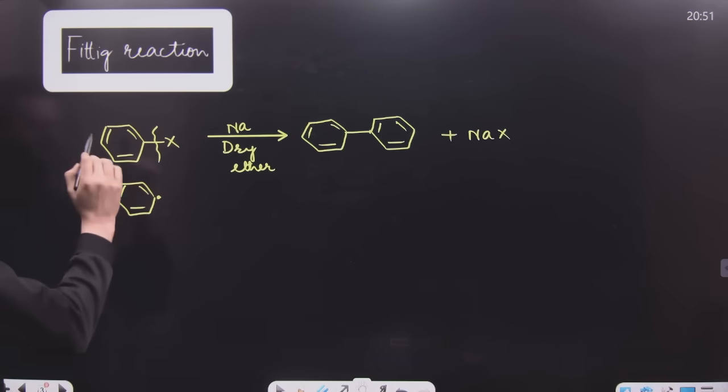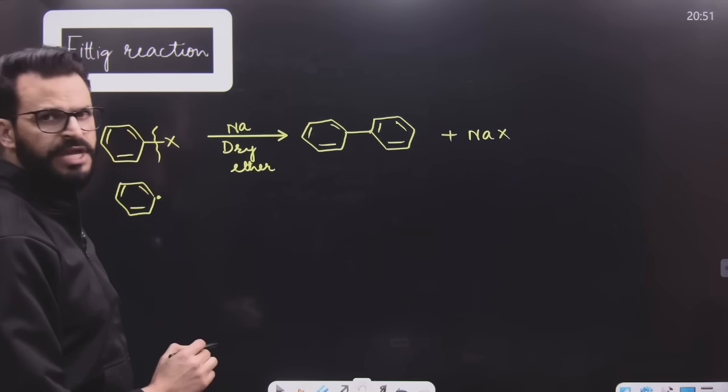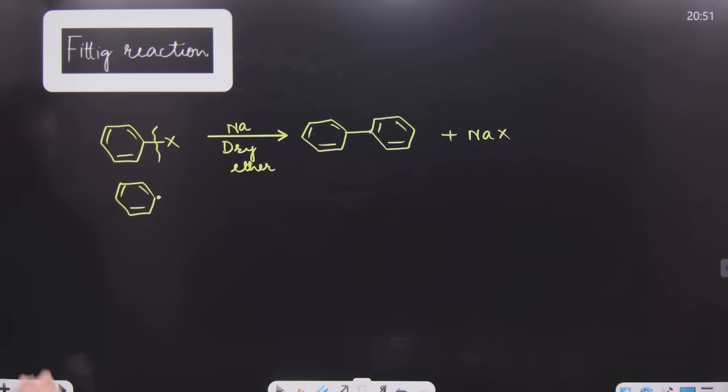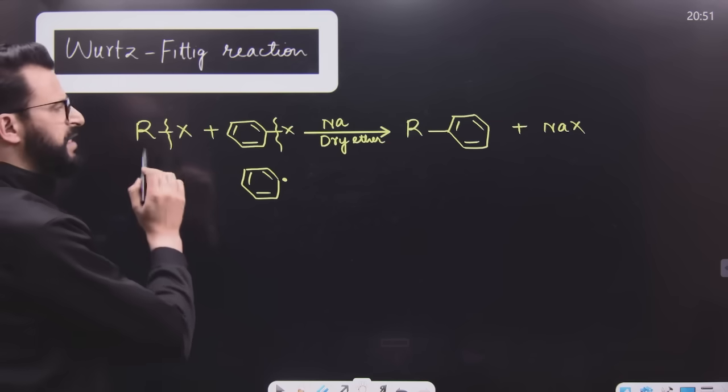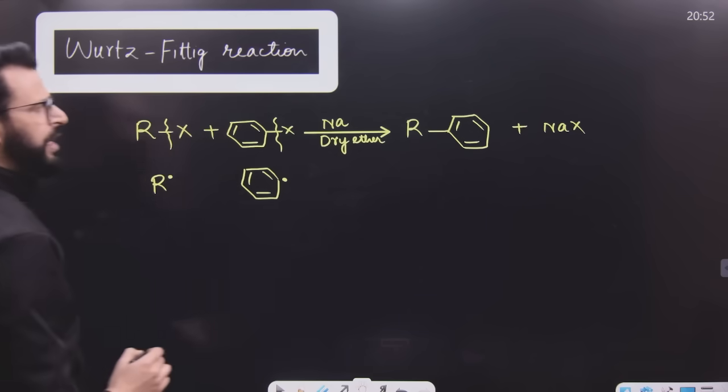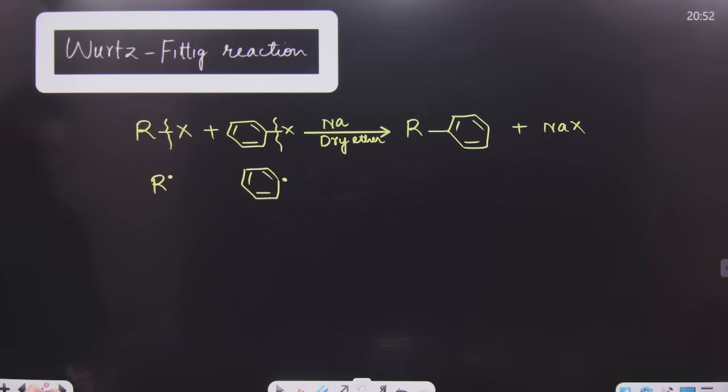After that, whenever aryl halide reacts with sodium in presence of dry ether, we get biaryl compound, and this reaction is known as Fittig reaction. And whenever aryl halide as well as alkyl halide reacts with sodium in presence of dry ether, we get alkyl arene or alkyl benzene. This reaction is known as Wurtz-Fittig reaction.